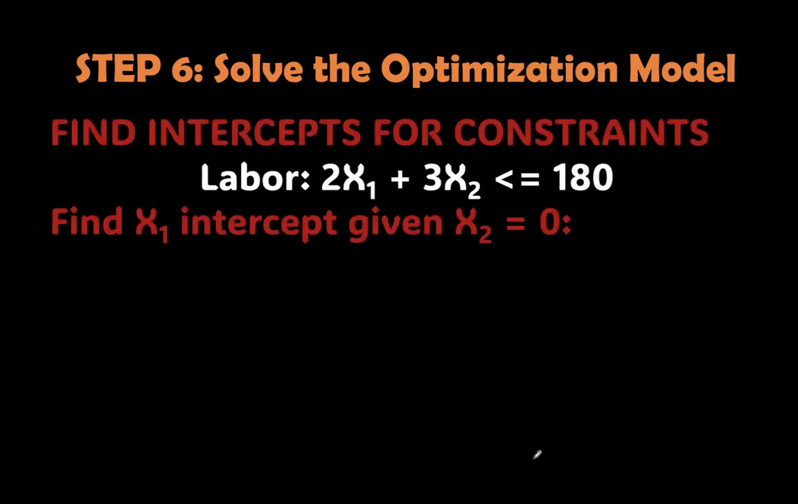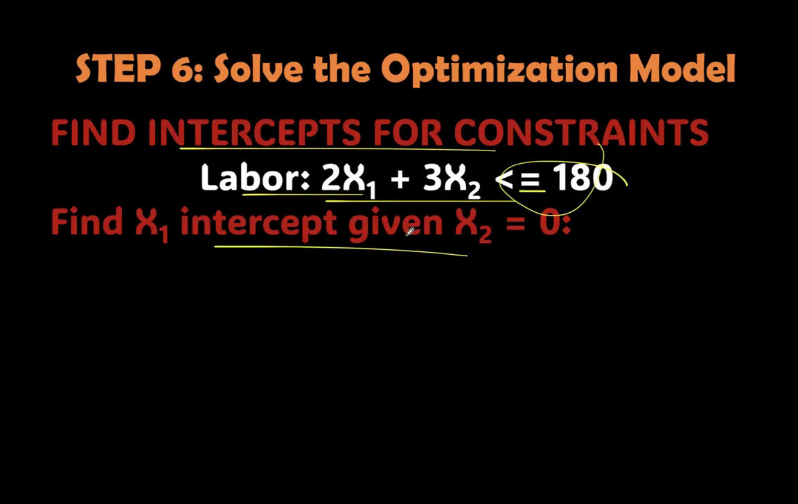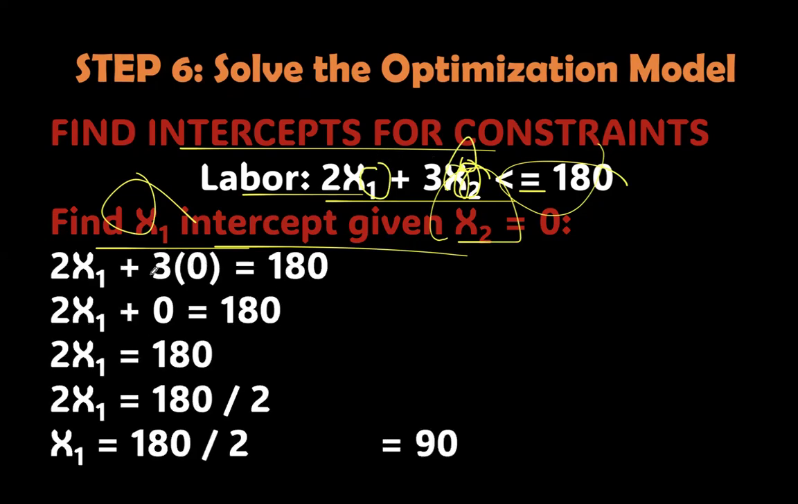Now, this will be the example. First, you have to find the intercept for the constraint where your labor is 2x sub 1 plus 3x sub 2 less than or equal to 180. So what you will need to do right now is find the value of x sub 1 where your x sub 2 is 0. So you put x sub 2 as 0, then you find x sub 1.